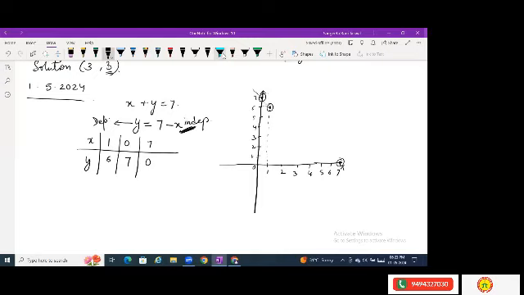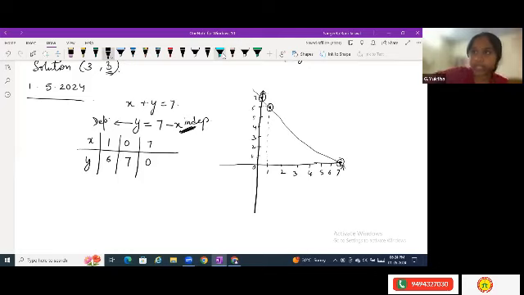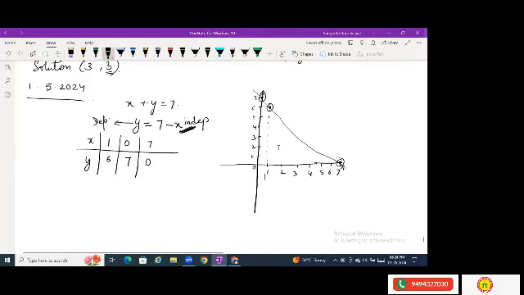So I just join these 3 points with the pencil, and my line might not go straight. But if you join it with your scale, it will be a straight line, right? Yes, children? So this is how you plot your graph, right? Yes, ma'am. Shweta, got it now? Yes, ma'am. Thank you. Okay.